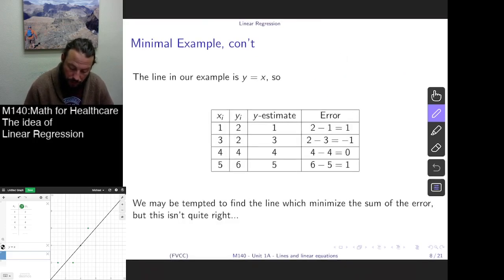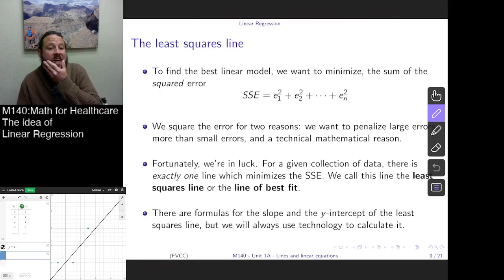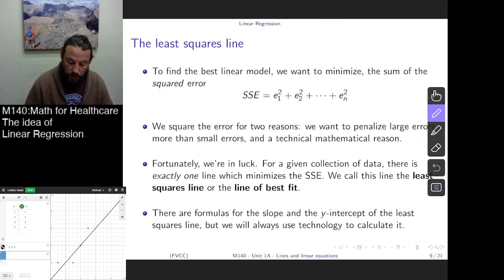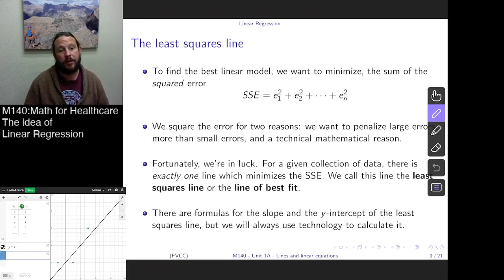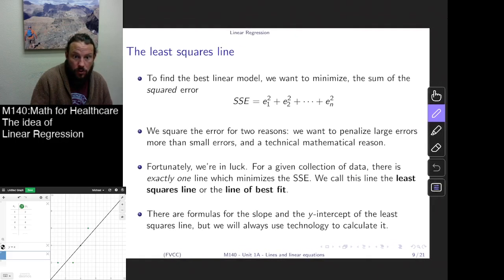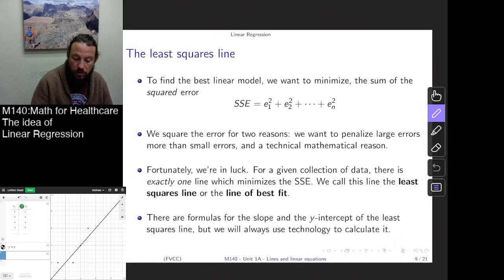So instead, we square the error. Obviously, this will give us a positive value, which is nice. Why don't we use absolute value? Because it's kind of a pain to deal with mathematically. It's not quite as nice as squared. And so we're using the squared error because we want to penalize large errors more than small errors, and that square is doing that, right?